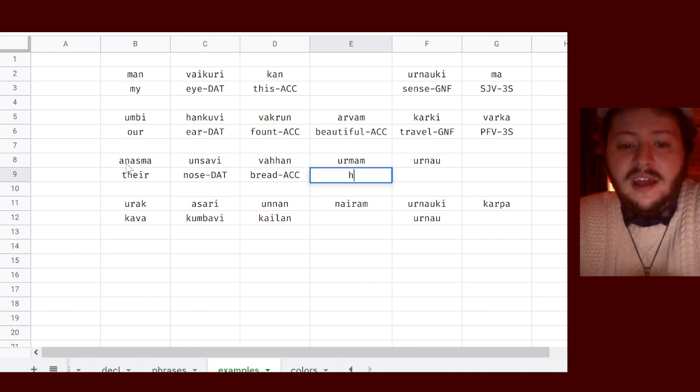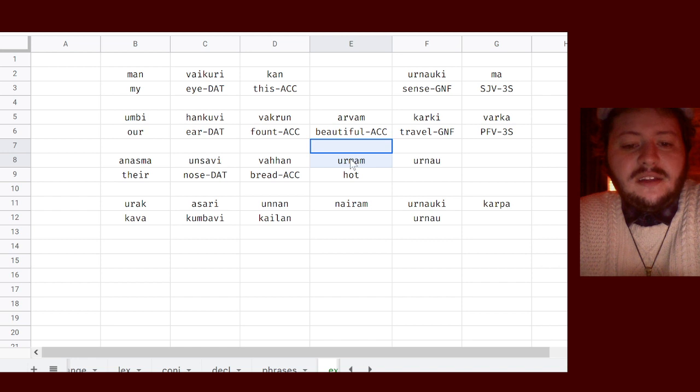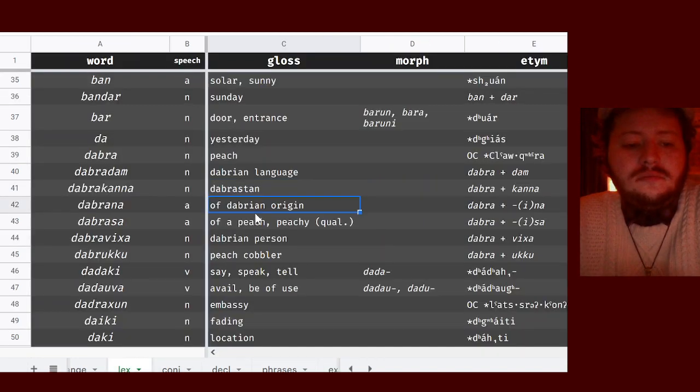Urma is actually hot. I think it isn't related to the word warm. I could double check that, actually. I want to double check that. I think it's a coincidence that it sounds a little bit like warm. Urma is warm. Let me actually look up urma.